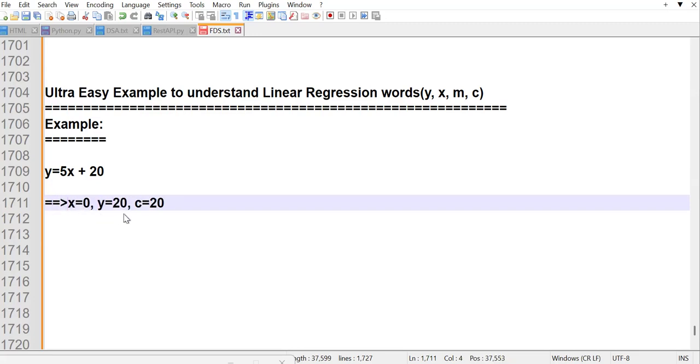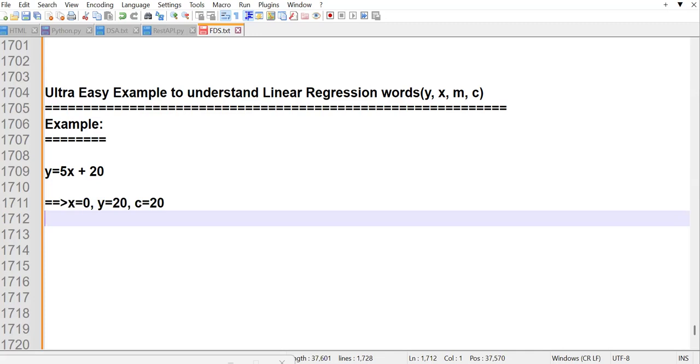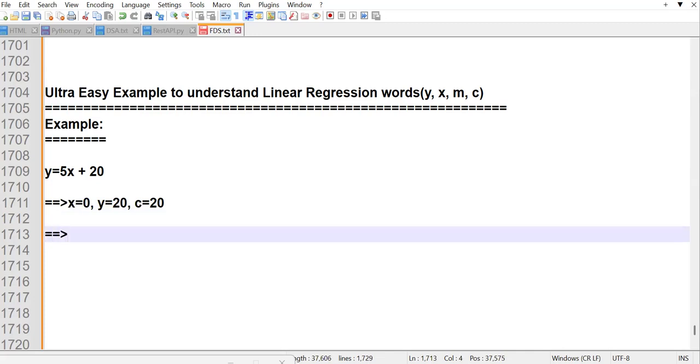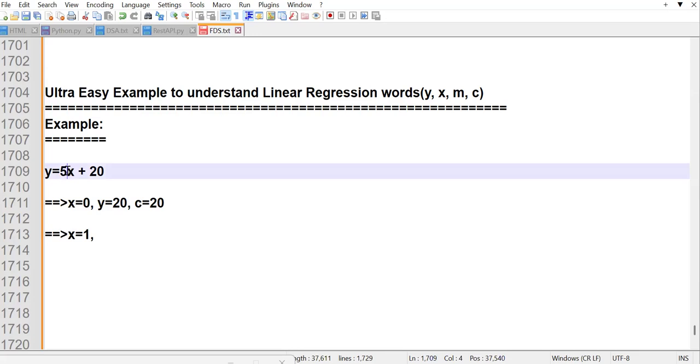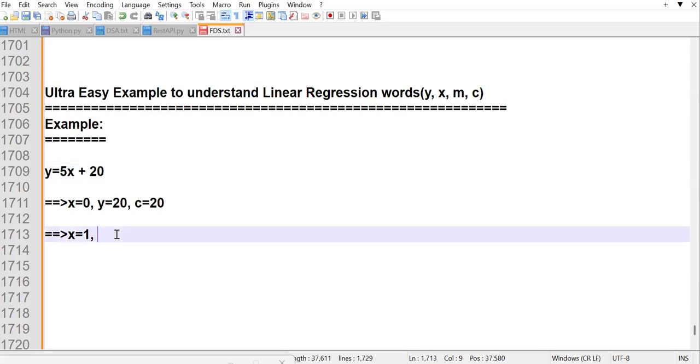Let's suppose in example 2 the x value is 1. Can you please tell me what will be the y value? So x is 1, so 5 into 1 is 5, plus 20 is 25. So what is the y value now? The y value is 25. And what is the c value? The c value is 20.